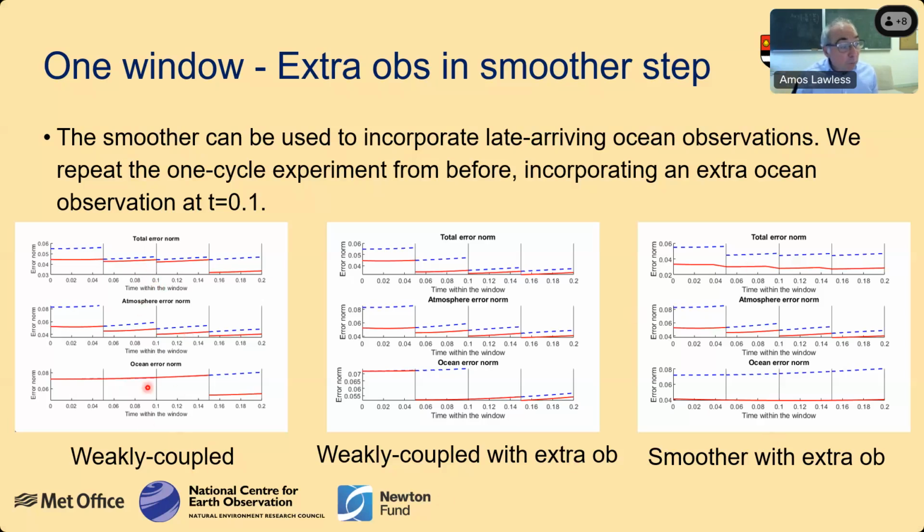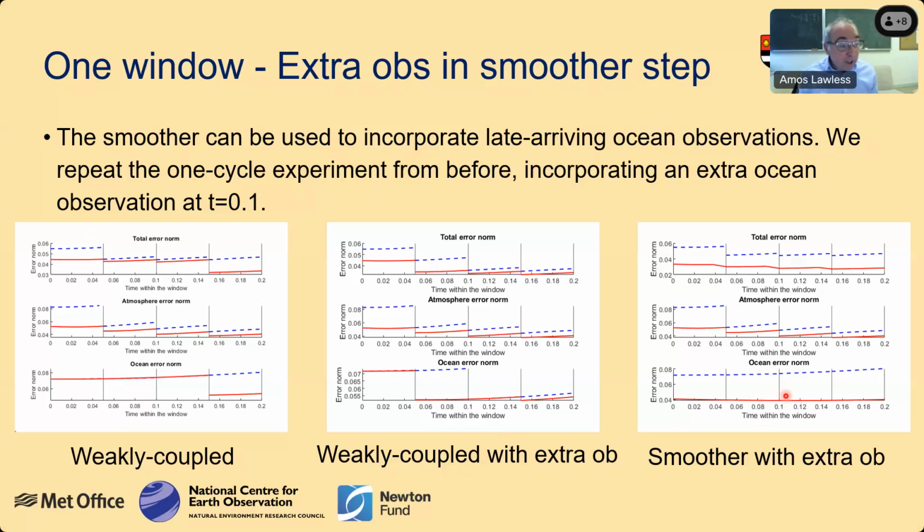So on the left, I have the weakly coupled system just without the observations at time equals 0.1. In the middle is the weakly coupled system if that observation hadn't arrived late, if we had it at time 0.1. And on the right is where we've done the weakly coupled system as on the left, and then applied the smoother, but adding this extra observation into the smoother step at time 0.1.